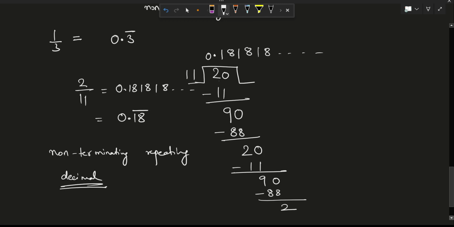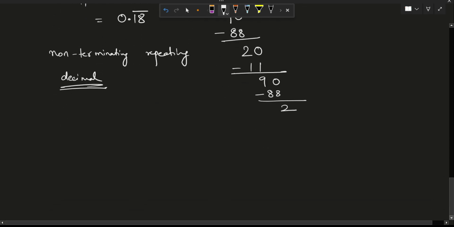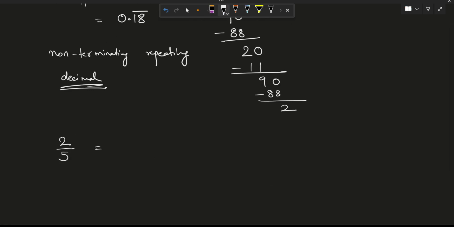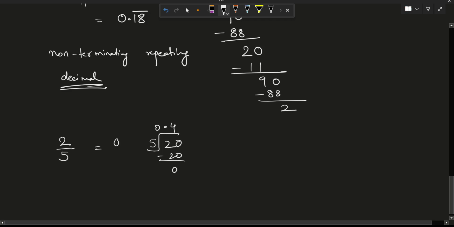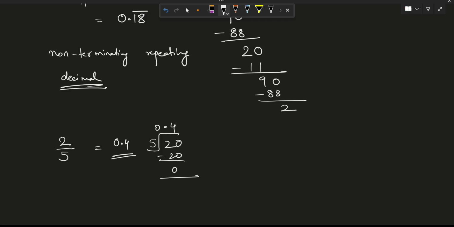We can take one more example for terminating. Not one we have already taken many times. Let's take another example, 2 by 5. If it is 2 by 5, what will I get over here? Let's divide 2 by 5. You just have to put 0. So 5 fours are 20. So that's 0.4. There is nothing repeating. It's finished. The division is completed. So it is a terminating decimal expansion.